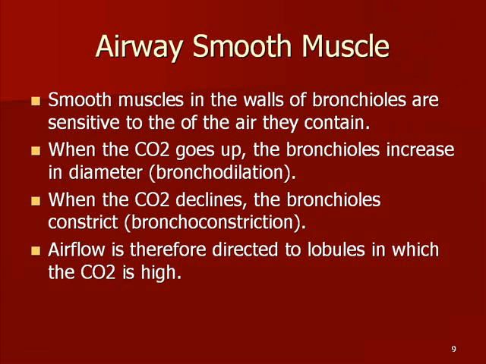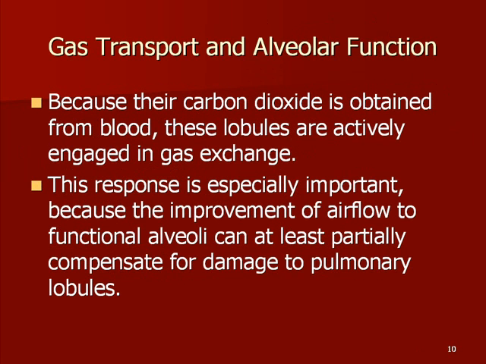Smooth muscles in the walls of bronchioles are sensitive to the concentrations of O2 and CO2. When CO2 goes up, the bronchioles increase in their diameter, referred to as bronchodilation. When the CO2 declines, the bronchioles constrict, referred to as bronchoconstriction. Airflow is therefore directed to the lobules in which the CO2 levels are high. Because their carbon dioxide is obtained from the blood, these lobules are actively engaged in gas exchange.